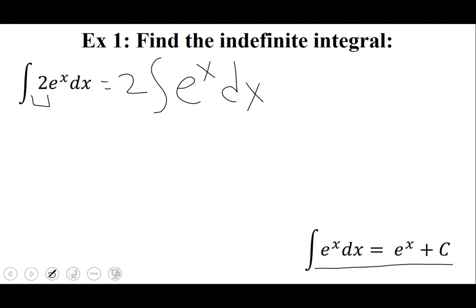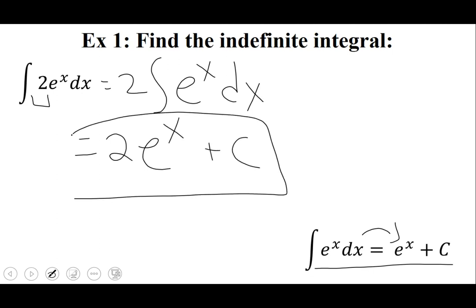So if I want to integrate 2 times the integration of e to the x dx, I'm going to leave the constant 2 out front. According to this formula, the integration of e to the x is just e to the x, and I'm going to go ahead and finish it off with a plus c.